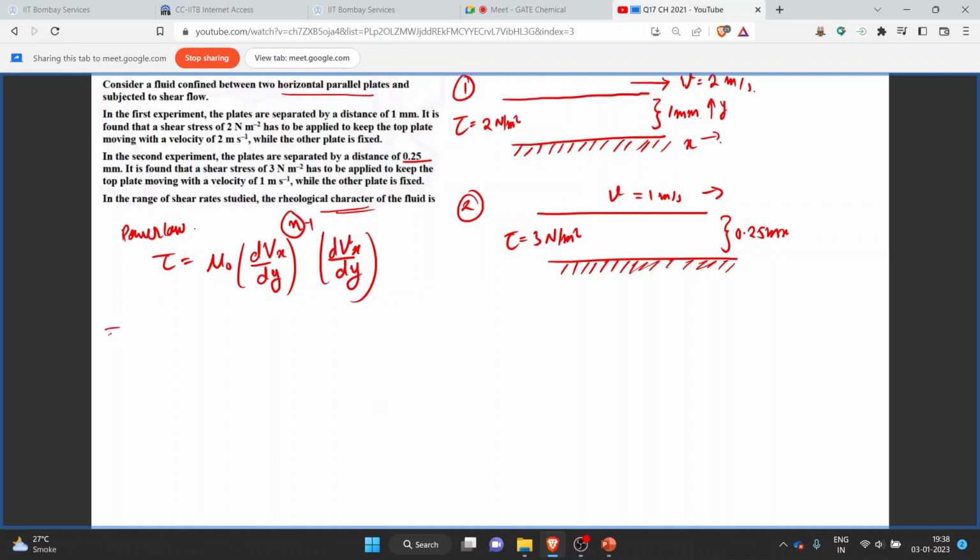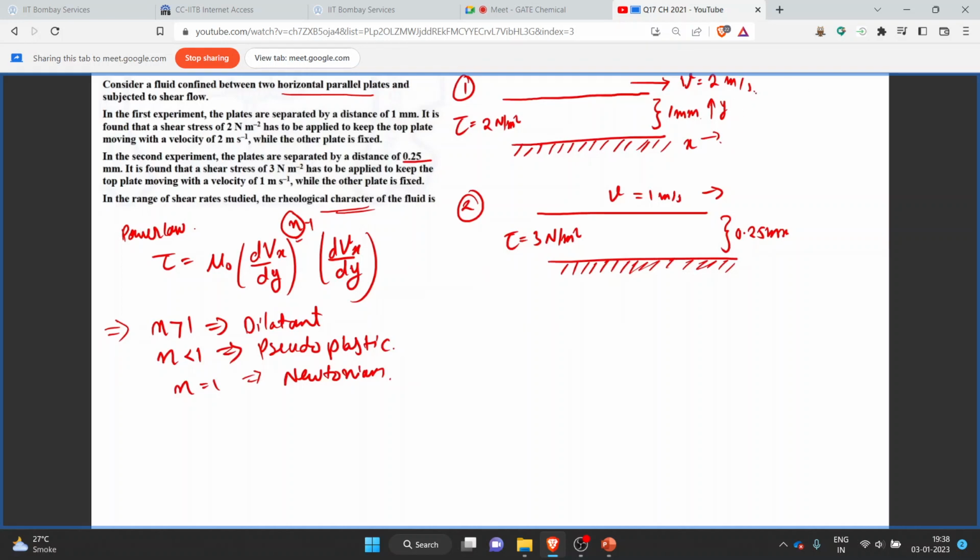So basically, if n is greater than 1, that implies the fluid is dilatant fluid. If n is less than 1, that implies it is a pseudoplastic fluid. If n is equal to 1, then we can say it is a Newtonian fluid. And if there is any other form of this tau, then it won't lie in these three categories. So to find the rheological character, we need to find the value of n.